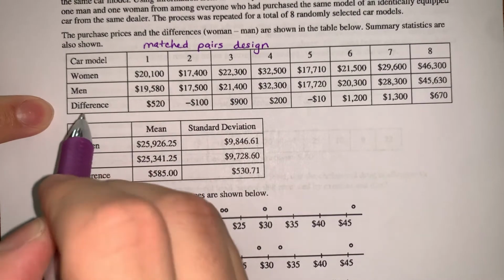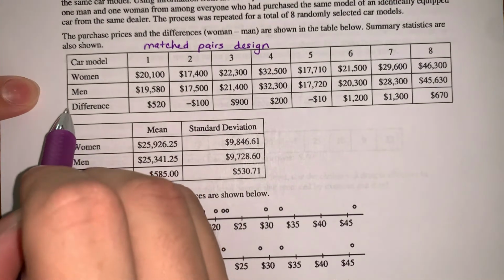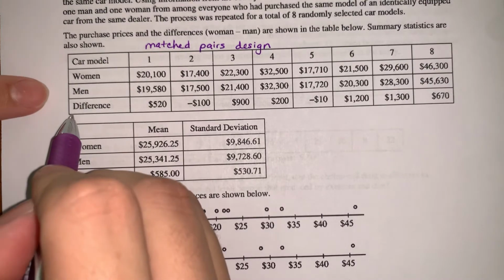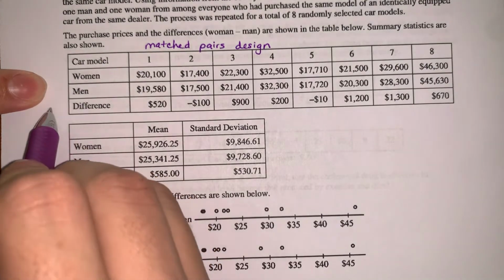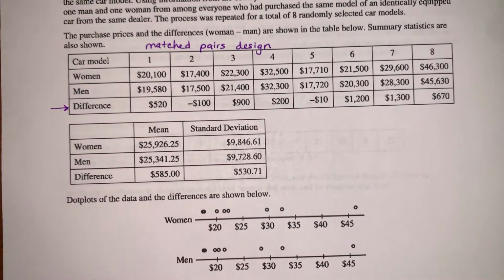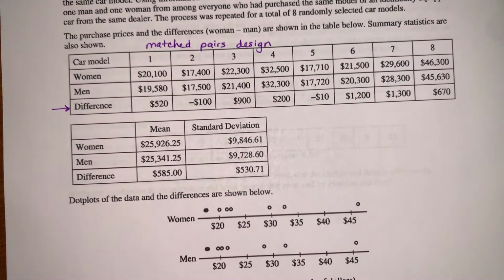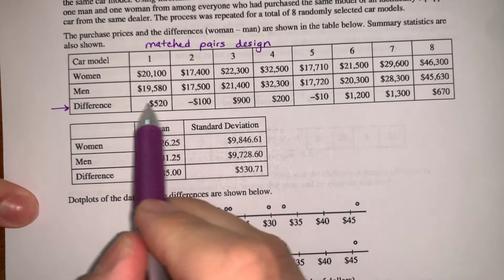And then a lot of times a big hint, and that's not to say that it's always going to work out this way, but a big hint to know that you're doing a paired t-test is they usually give you a list of differences. Sometimes you have to make this list yourself, but again, it varies per question. Just make sure you're on the lookout for that. So they gave you a list of differences.